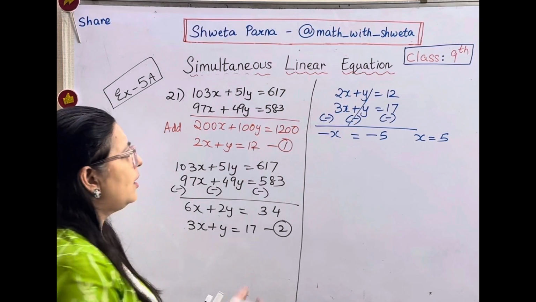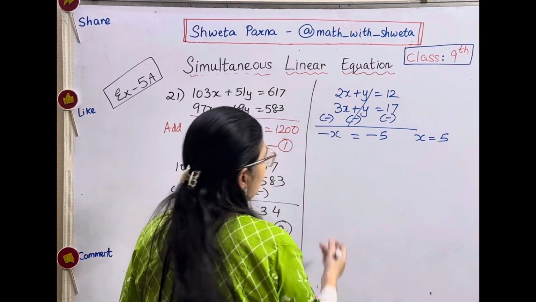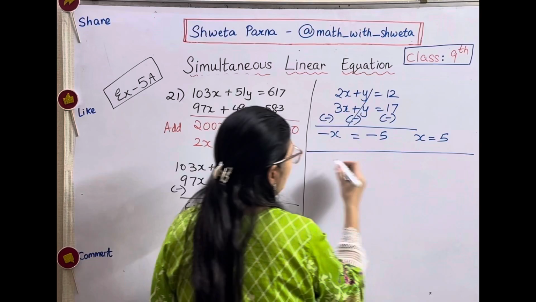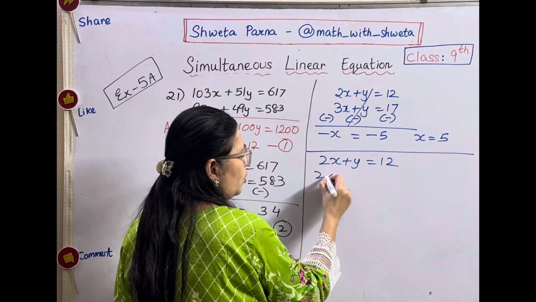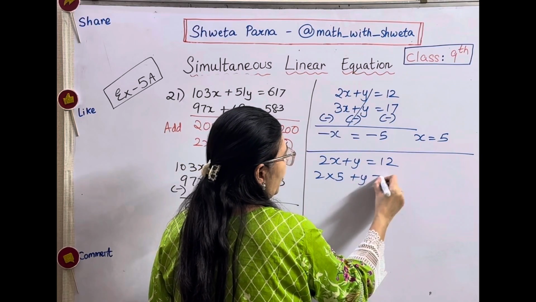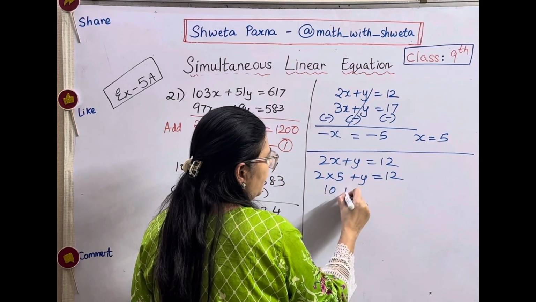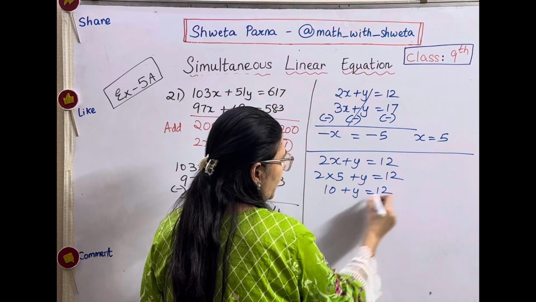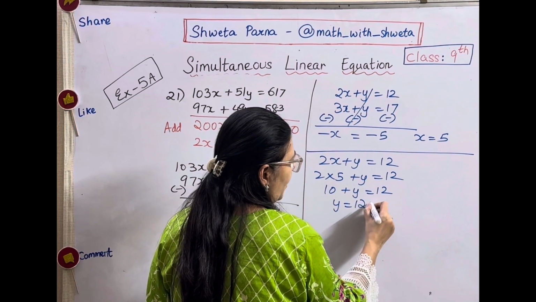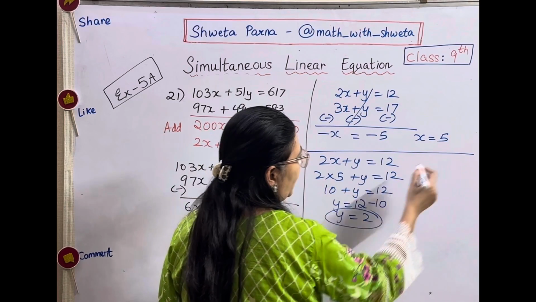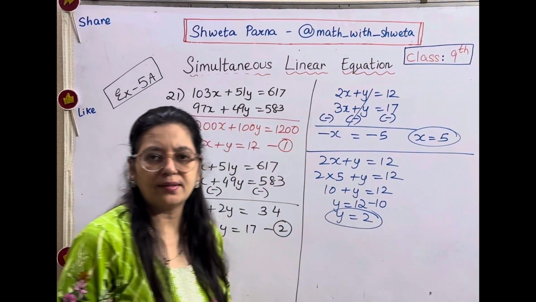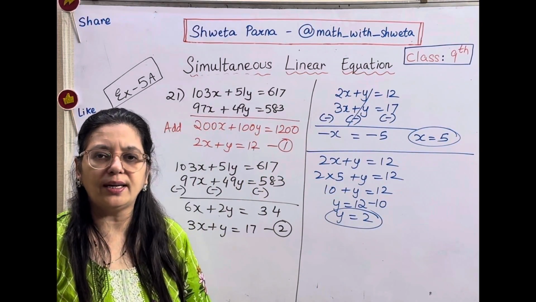So easy, right? Now substitute in any of the equations. Say I substitute in 2x plus y is equal to 12. 2 into 5 plus y is equal to 12. 10 plus y is equal to 12. So y is equal to 12 minus 10. y is equal to 2. So this is the value of y and this is the value of x. Clear? Come on, let's go to the next one.